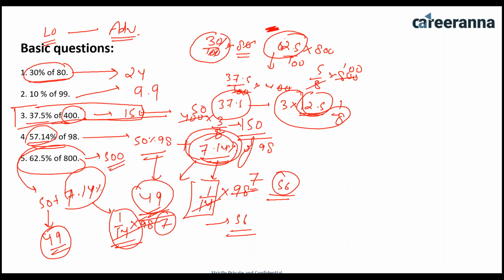I think you guys are confused, right? Very good, very good. 50% plus 12.5. Very good, Niharika. Very good, Vatsala. You can do it.